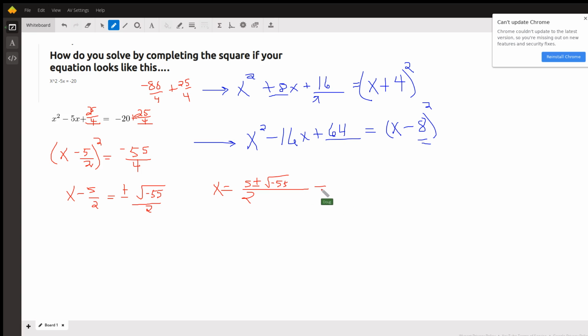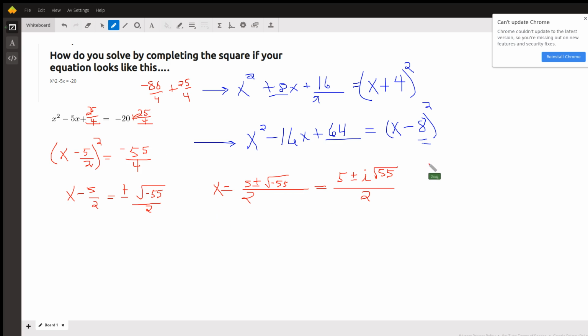Now, of course, this is actually an imaginary number. You cannot take the square root of a negative number in the set of real numbers. So we would write 5 plus or minus the square root of negative 1, which we write with the letter i, square root of 55 does not simplify, all over 2. There you go. That's how you solve this equation by completing the square.